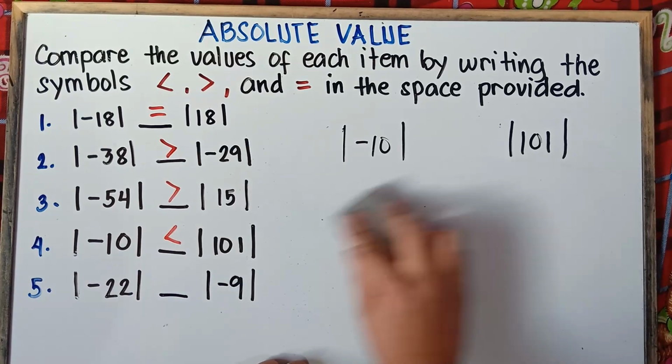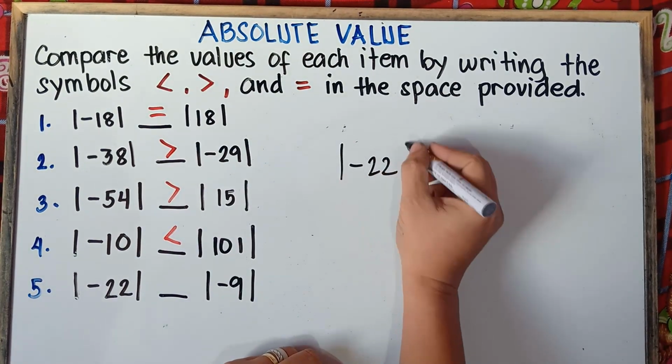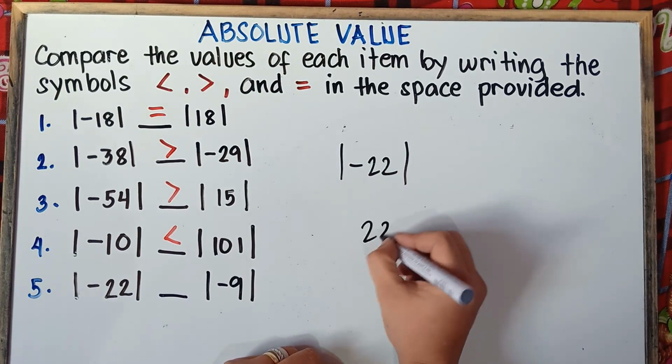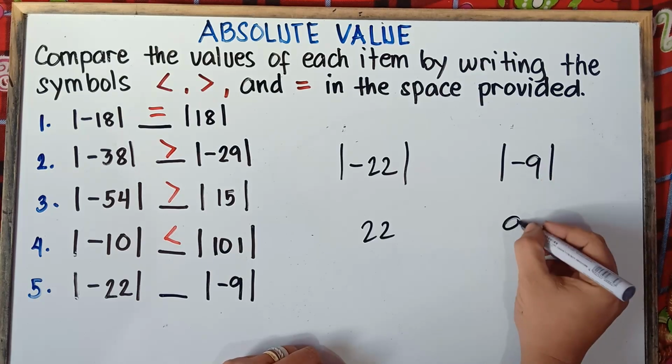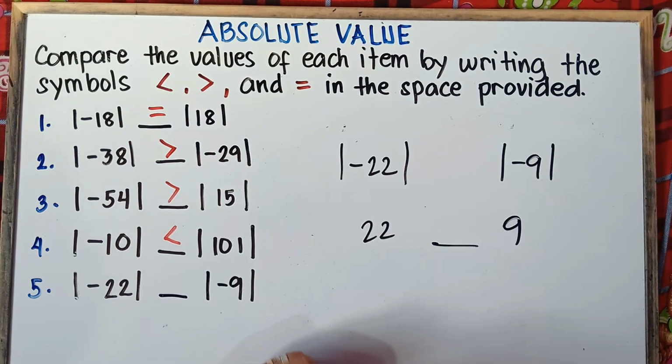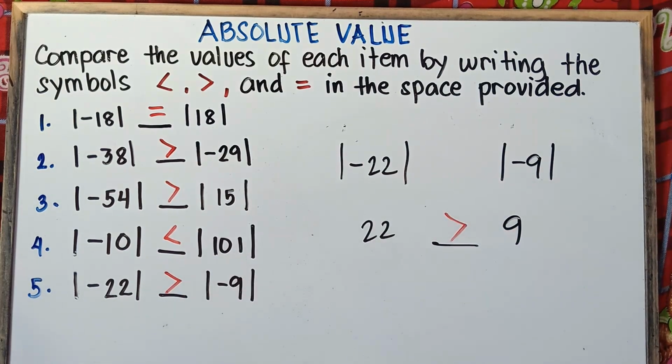Alright, so let's have another example. Number 5, absolute value of negative 22. Of course, that would be positive 22. And the absolute value of negative 9, that would be positive 9. Of course, we know that 22 is greater than 9. So this will be greater than.